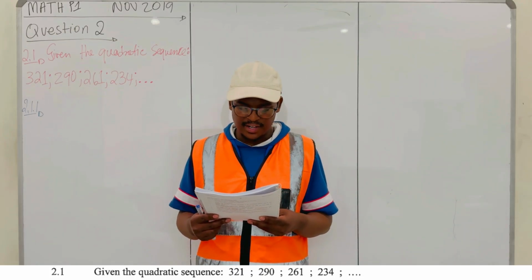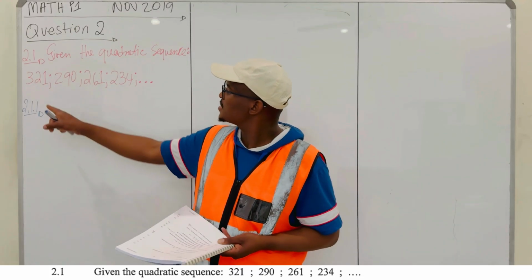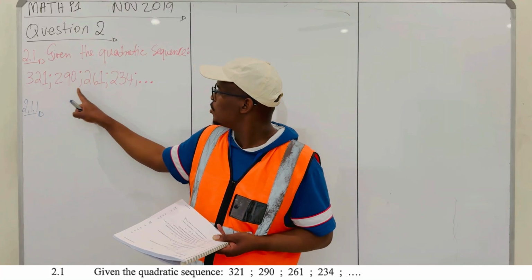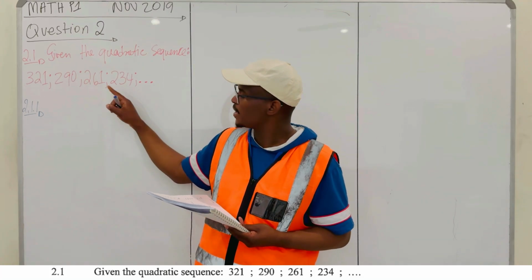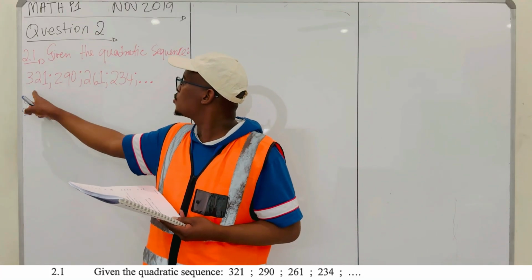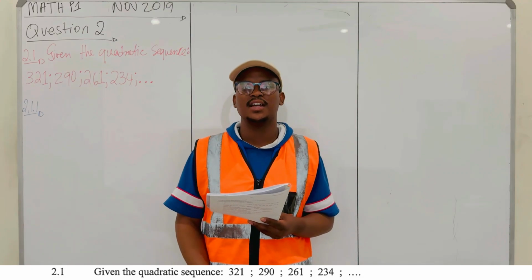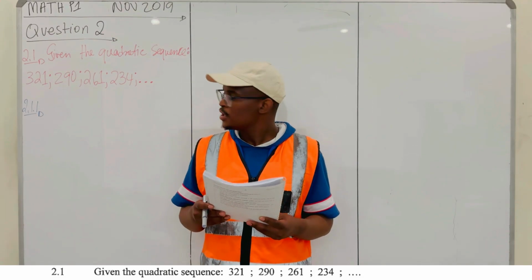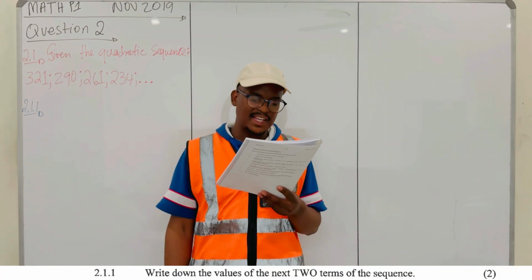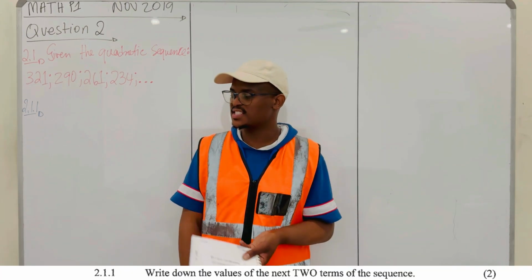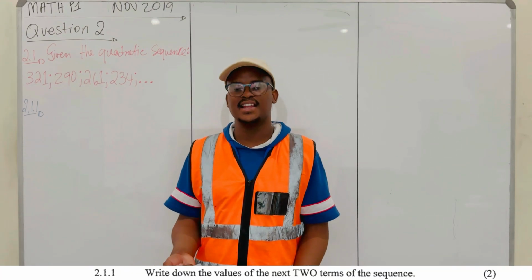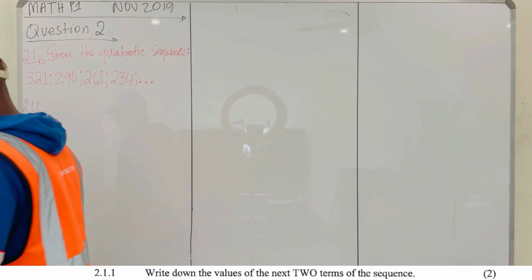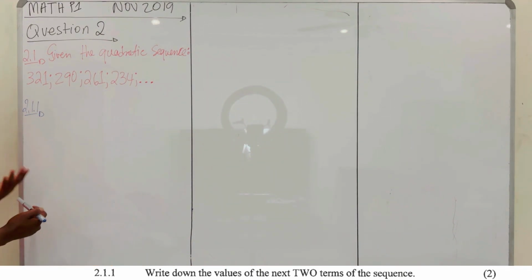They are saying you are given a quadratic sequence with numbers 321, 290, 261, and 234. So you're told that these 4 terms form a quadratic sequence, right? No problem. So let's go to 2.1.1. They're saying write down the next 2 terms of the sequence. So they want you to find the next 2 terms of the sequence. How do you do that? Okay. First, you need to understand the sequence and see how it changes.